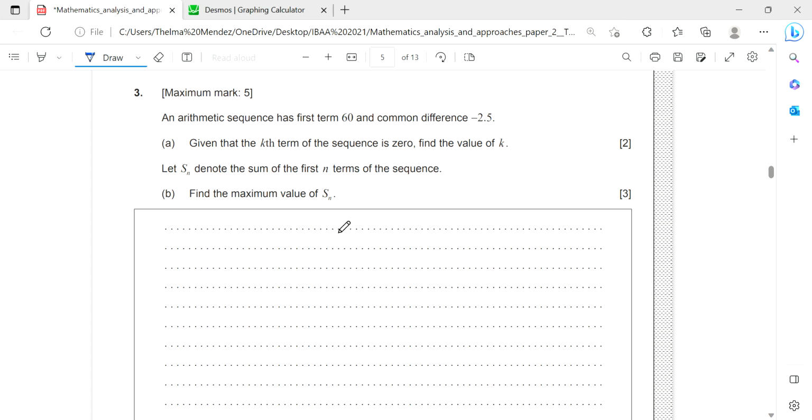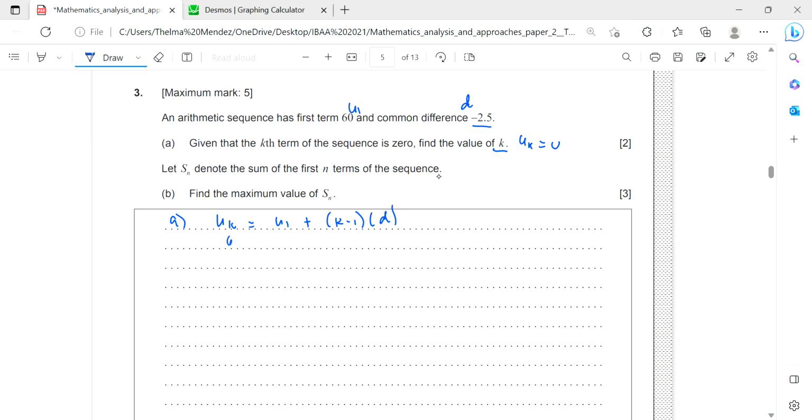An arithmetic sequence has first term 60 and a common difference of negative 2.5. Given that the kth term of the sequence is 0, so we're saying that u sub k equals 0, find the value of k. So we can use the formula u sub k equals u sub 1 plus k minus 1 times d.